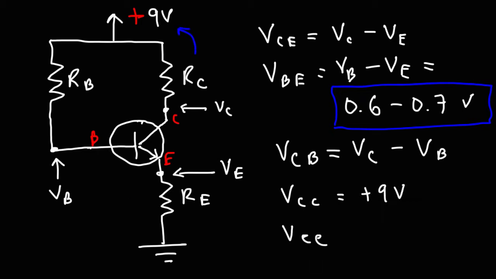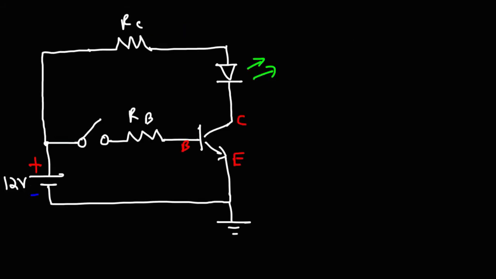VEE, let me use capital E, is the emitter supply voltage. And in this example, that's the ground voltage, so that's going to be 0, which we really don't have to worry about for that circuit. Now let's talk about how the transistor can be used as a switch in circuits.